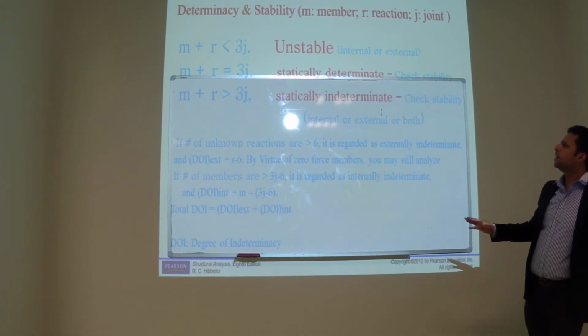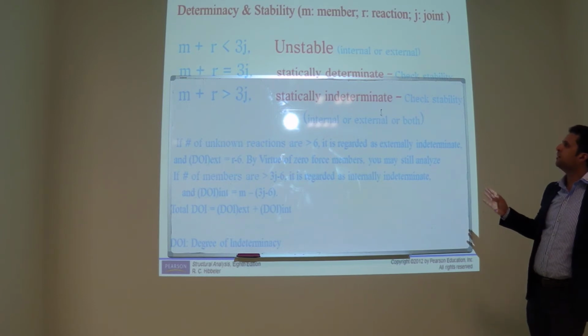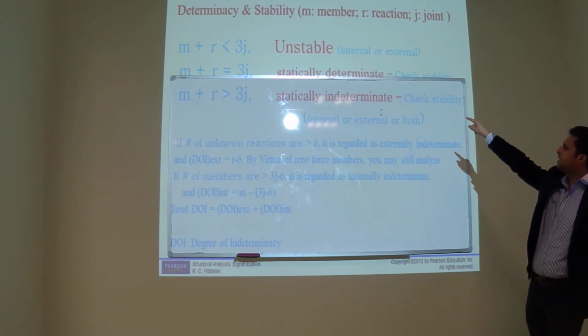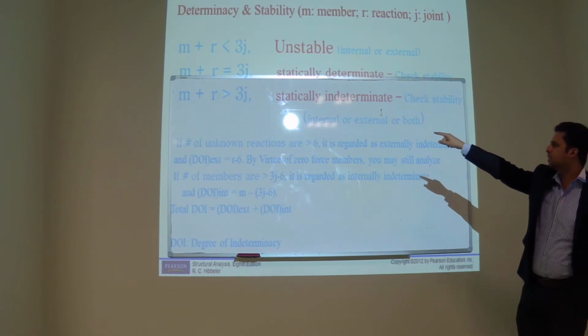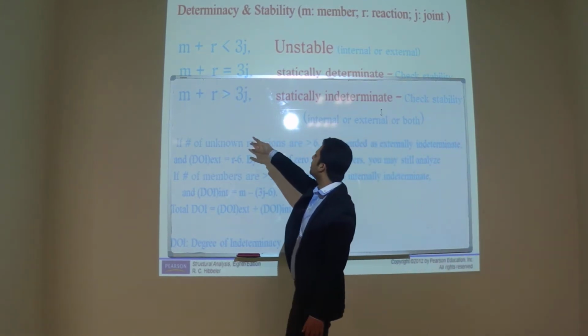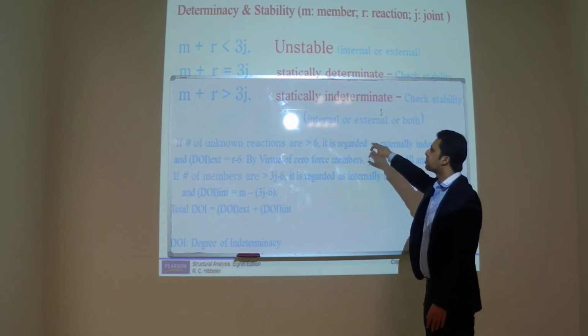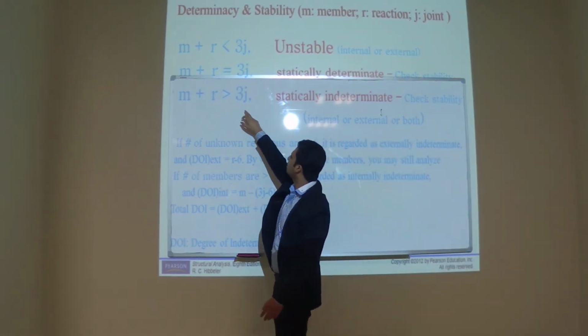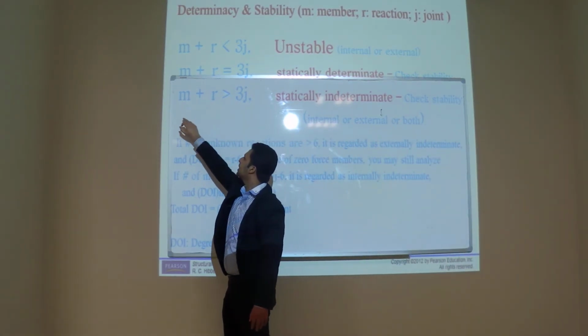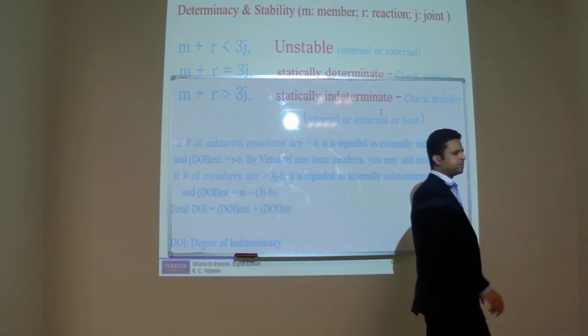If M plus R is less than 3J, it means it is unstable. Or if M plus R minus 3J is negative, it means it is unstable. And if they are equal, it means it is statically determinate. And if 3J is less than M plus R, then it is statically indeterminate. What is 3J? J is the number of joints, R is the number of reactions, and M is the number of members.